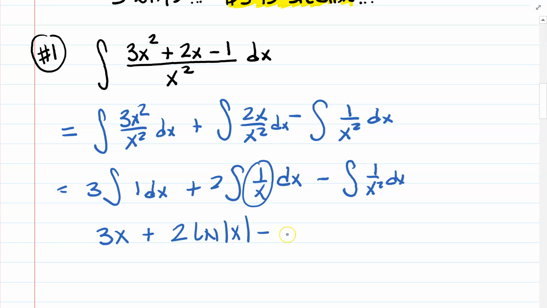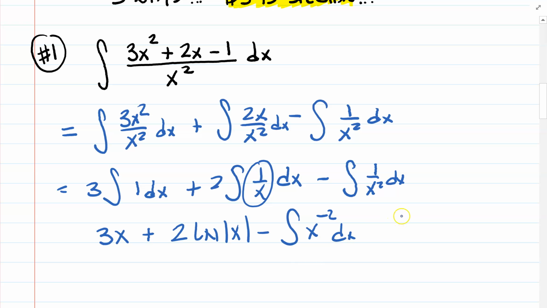And this is going to be minus... Oh, minus, remember, let's rewrite this one as the integral of x to the negative 2 dx. Sorry, I should have done this in the step above, but I didn't.